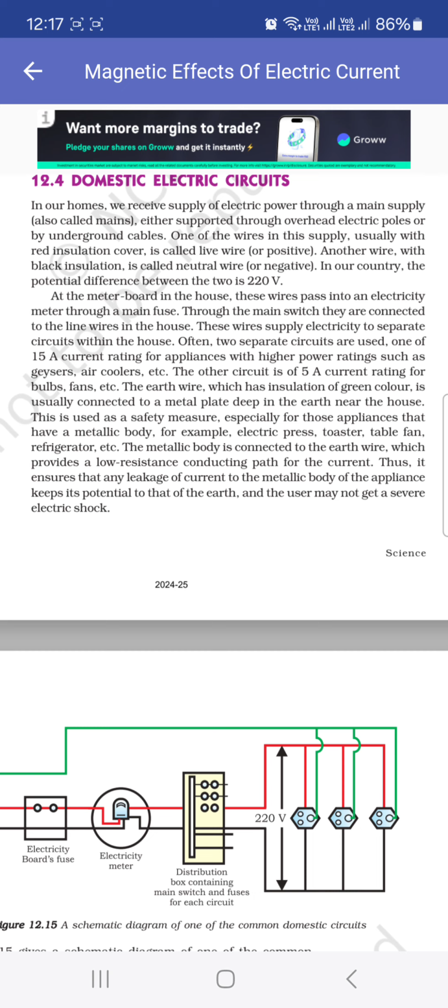Thus, it ensures that any leakage of current to the metallic body of the appliances keeps its potential equal to that of the earth, and the user may not get a severe electric shock.